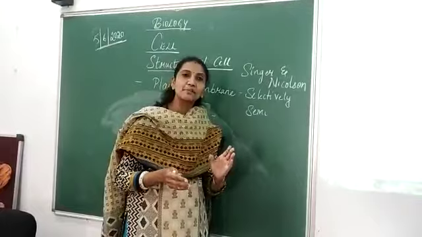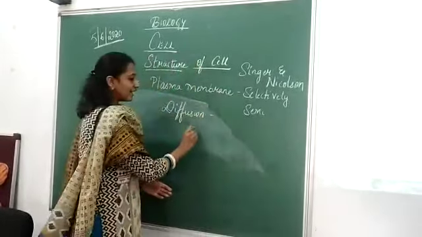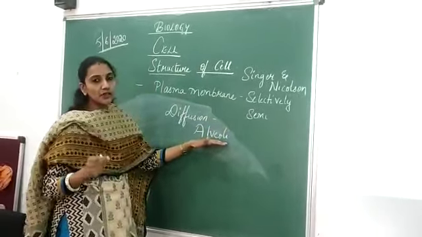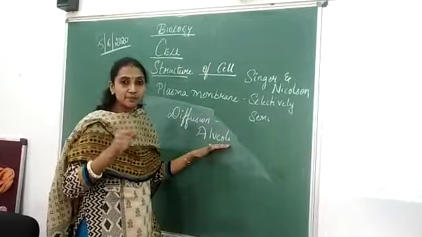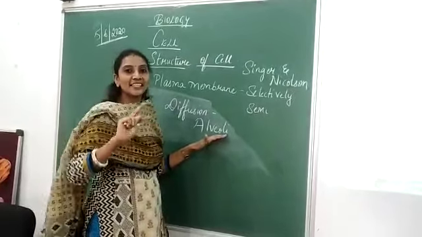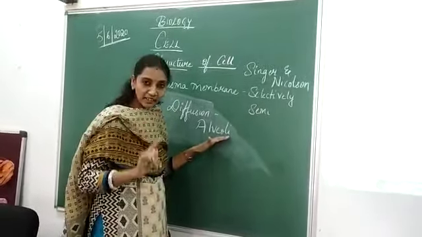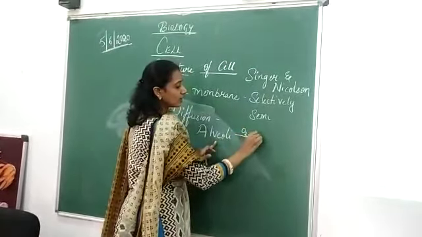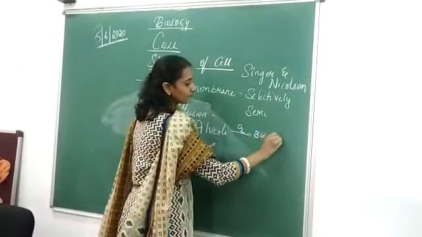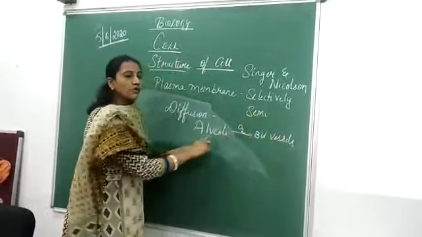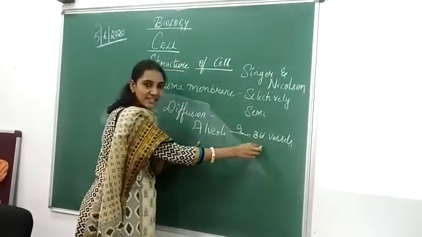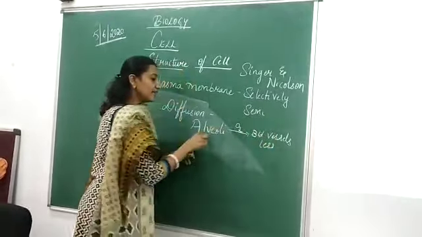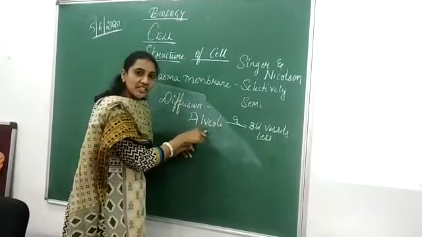Where can we see this? For example, alveoli. Where do we find the alveoli? They are also known as air sacs, present in our respiratory system, which are responsible for the exchange of gases inside our body. That is, alveoli give oxygen to our blood vessels. How can it happen? Because in blood vessels the concentration of oxygen is less, whereas in alveoli the concentration of oxygen is more.